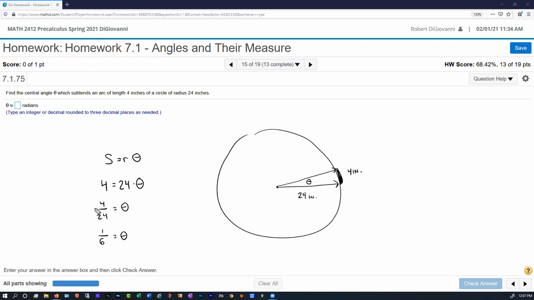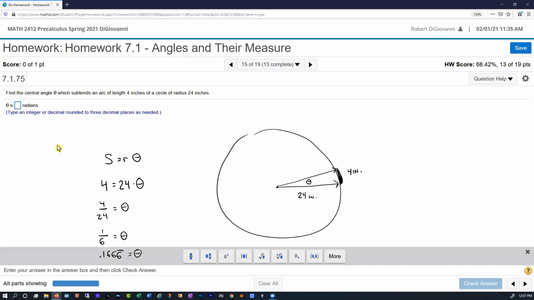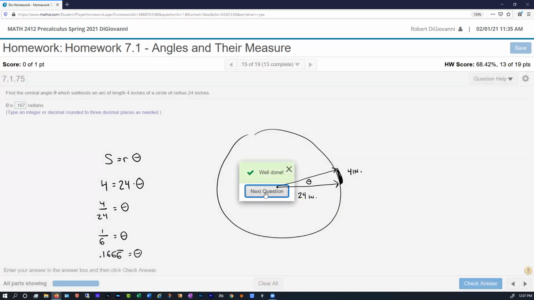So let's see, they want to type an integer, which 1/6 is not, it's a fraction or a decimal. And so we're just going to do 1 divided by 6 on our calculator, and then we get 0.1666 repeated is theta. And so we go to 3 decimal places, so we should get 0.167. Check that. And that's it.